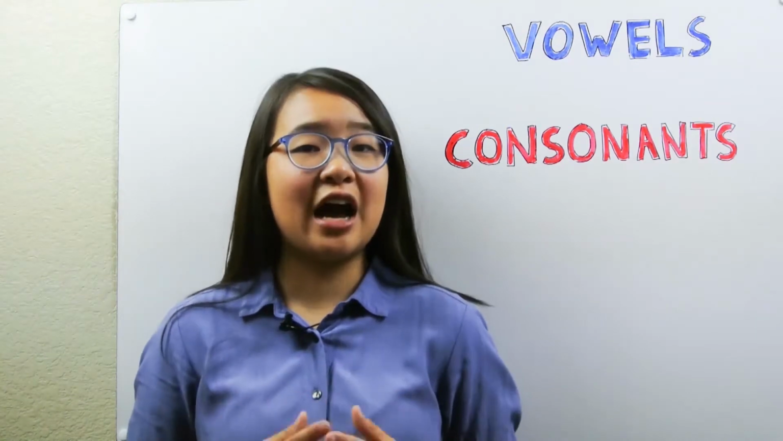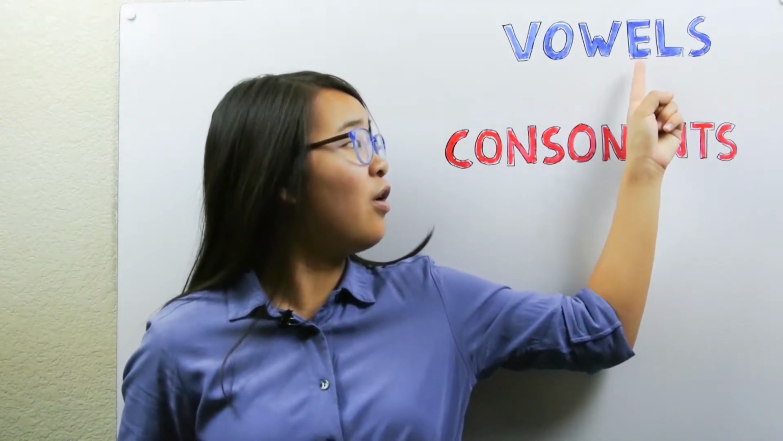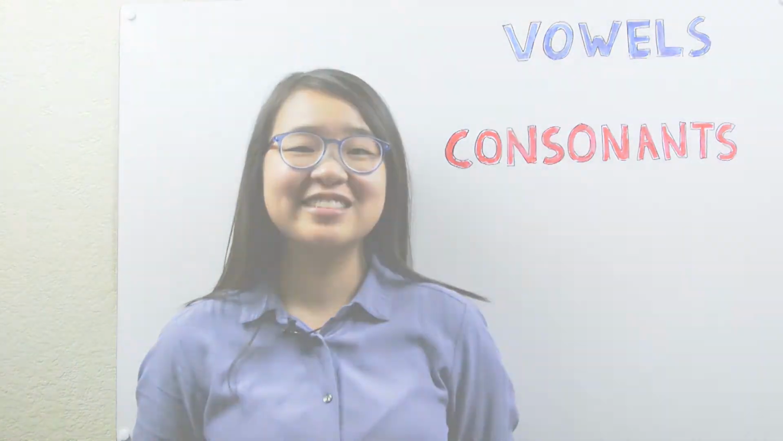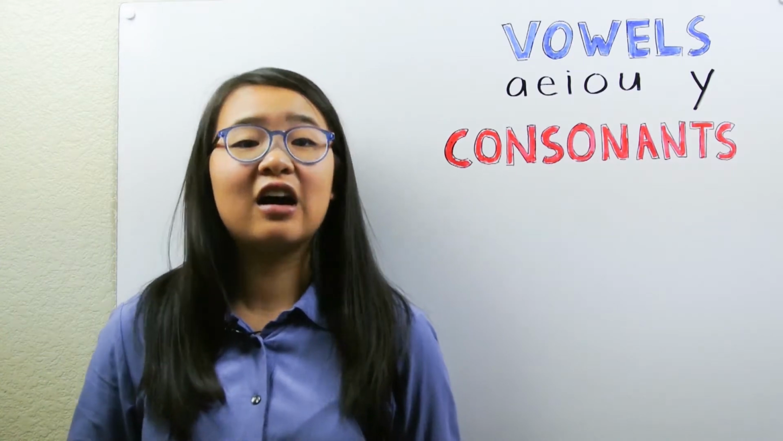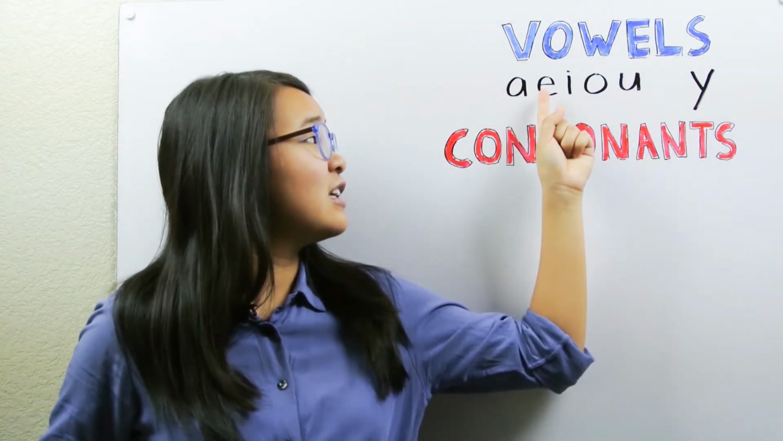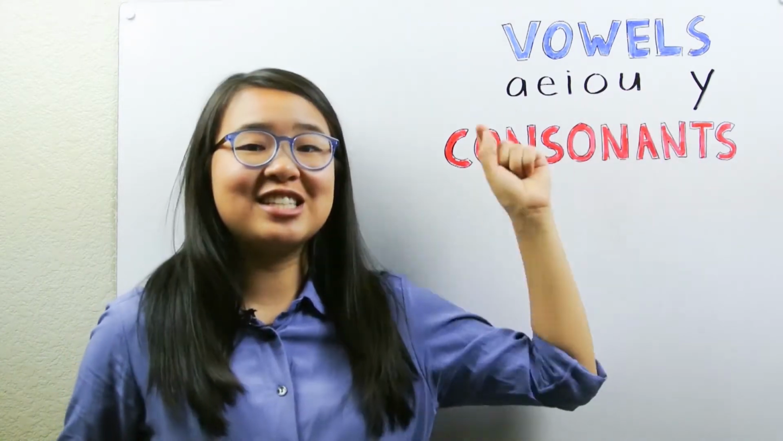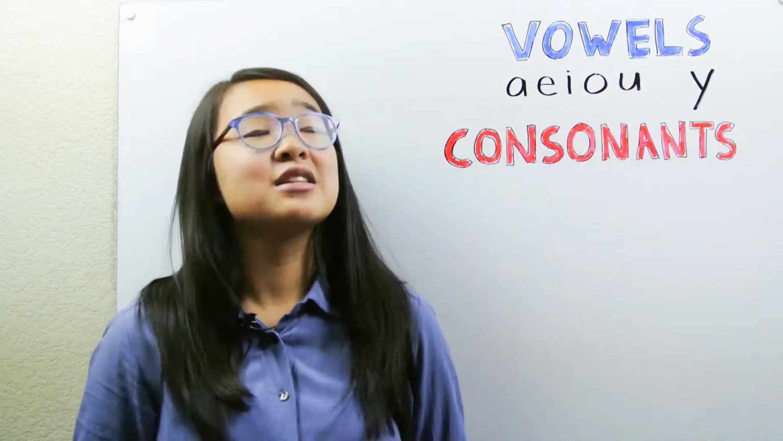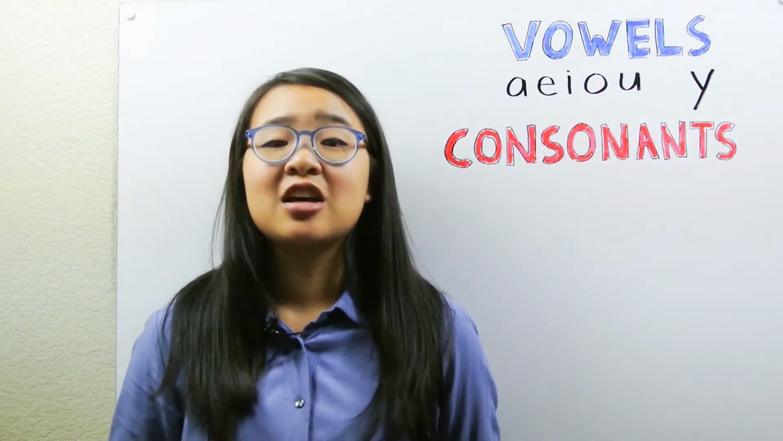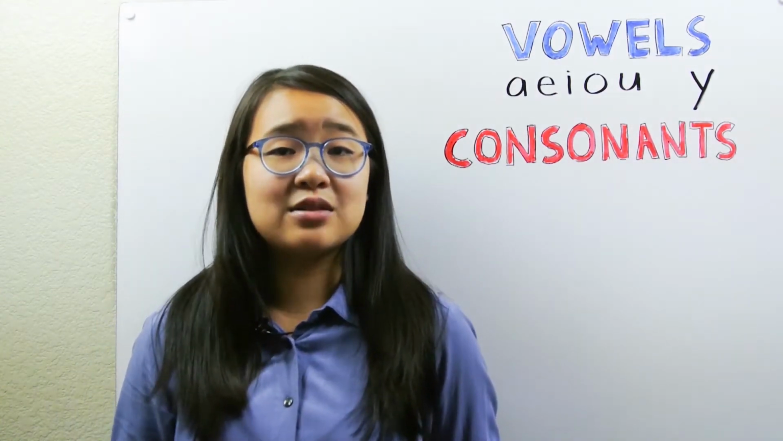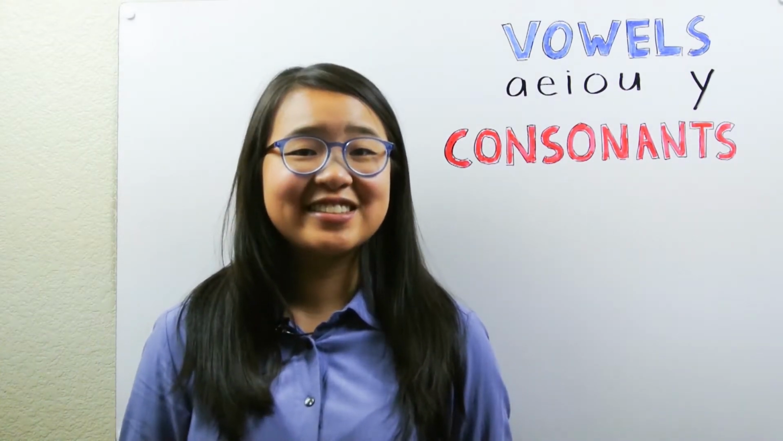The letters of the alphabet belong to two groups, vowels or consonants. There are 5 vowels in the alphabet. They are A, E, I, O, and U. Sometimes the letter Y is also a vowel. You'll learn more about the sounds these vowels make in the video called Vowel Sounds.